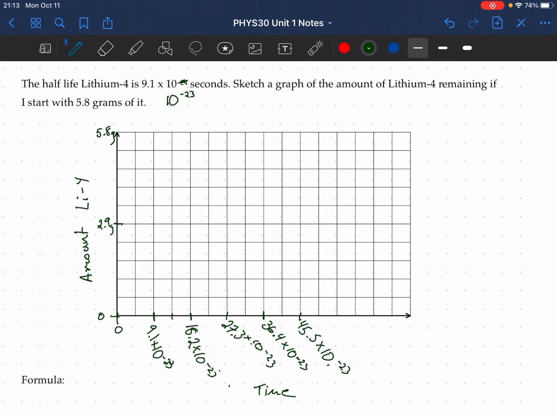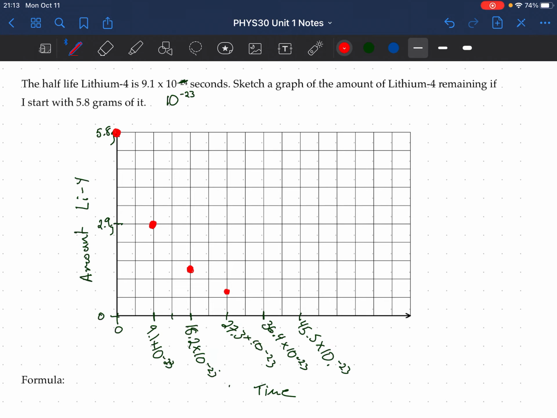So we start off with our 5.8 grams at the start. Then at 9.1 times 10 to the minus 23 seconds, we're down to 2.9 grams, right? Half of it's gone. Then after another 9.1 times 10 to the minus 23, half of the 2.9 is gone. Half of 2.9 is 1.45. Then half of that will be gone.